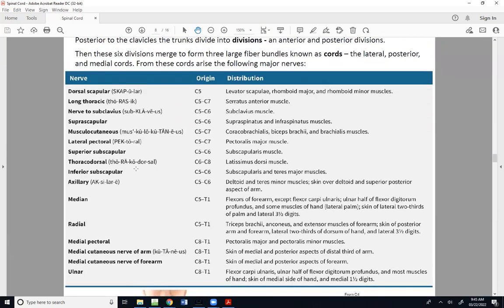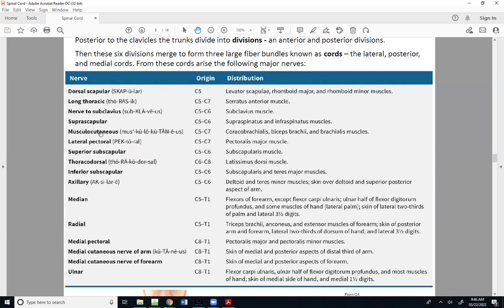And as you can see, there are several of them, okay? Some of them are much more important in my opinion. Obviously, they're all important in their own right, but things like your median, your radial, your ulnar, those are going to run all the way from your shoulder down into the tips of your fingers and innervate various things throughout your arm, okay? As far as this table goes, I'm going to tell you the ones that I really want you to focus on. So I'm not going to require you to know all of them. So here's the ones I would put a star next to or highlight.